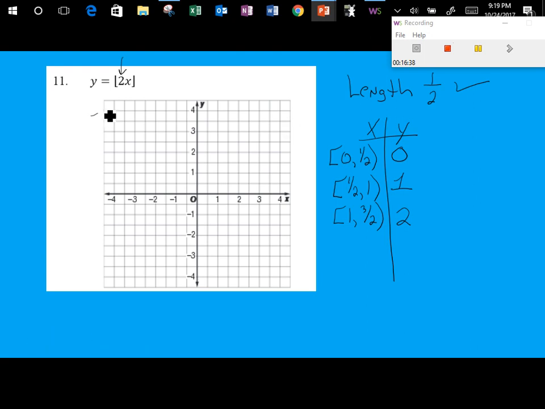There's no number out front, so there's not going to be a vertical stretch. So I'm going to see something on y equal 1, y equal 2, y equal 3. So here goes. I'm going to have a closed dot at 0, 0, because that's my bracket, and an open dot at 1/2, 0. So notice that my step length is only 1/2. I'm going to have a closed dot at 1/2, 1, and an open dot at 1, 1. At 1, 2, I've got a closed dot and an open dot. At 3, closed dot and an open dot.